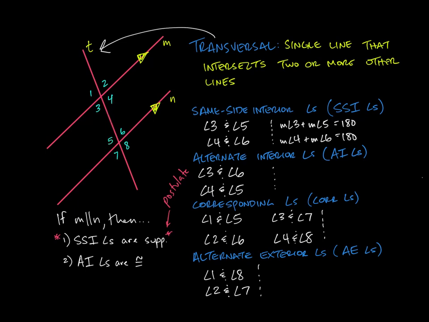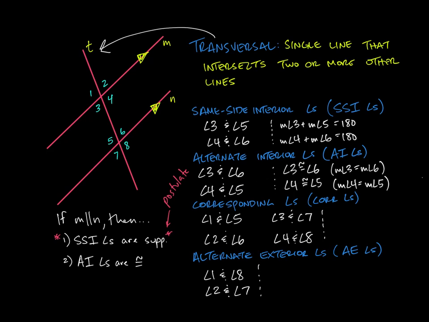So if alternate interior angles are congruent, we can come over here and we can say that angle 3 in this picture would be congruent to angle 6. We might write that as the measure of angle 3 would equal the measure of angle 6. It really means the same thing. We could also say that angle 4 is congruent to angle 5, or that the measure of angle 4 equals the measure of angle 5. So those are alternate interior angles. It says that our lines are parallel now, so we know that those pairs of angles will be congruent.